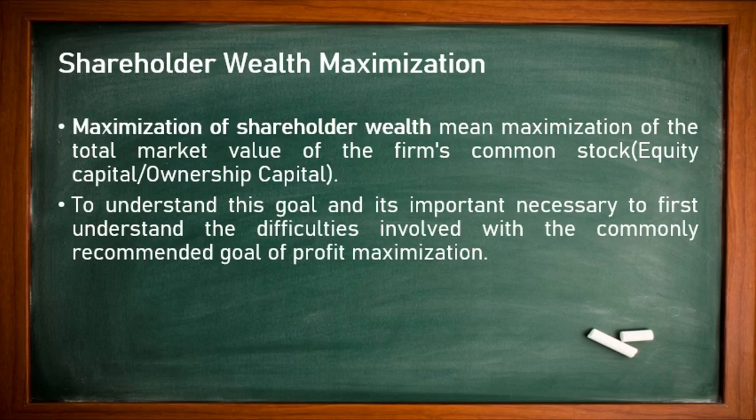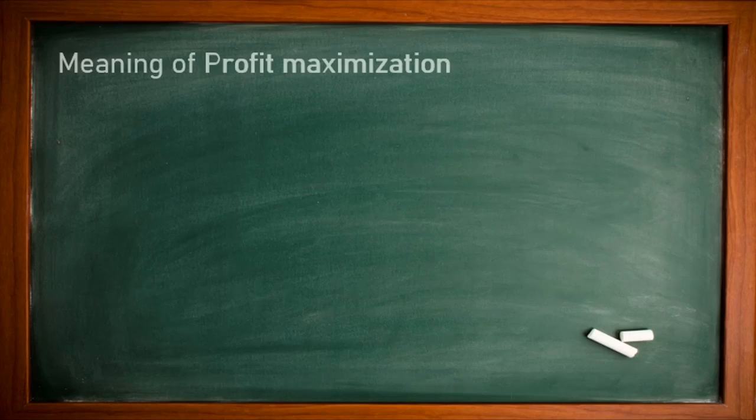The second thing is that to understand the goal, it is necessary to first understand the difficulties involved with the commonly recommended goal of profit maximization. As we said, the first goal is profit maximization. So why are we choosing wealth maximization? Because of some complexities in profit maximization, the timing issue and uncertainty. That's why shareholders are not considering profit maximization. In the next slide, we'll discuss that.